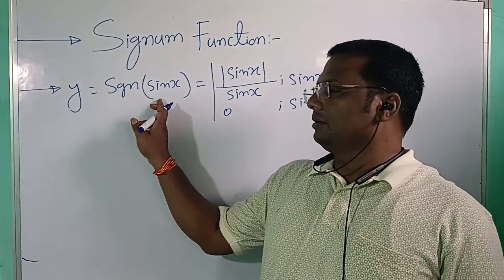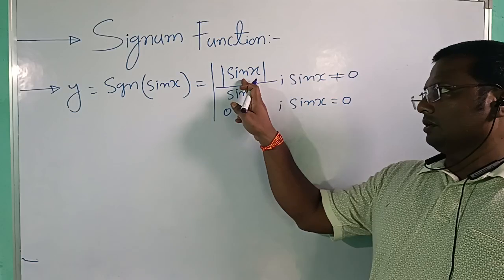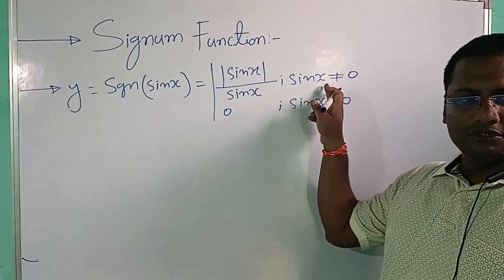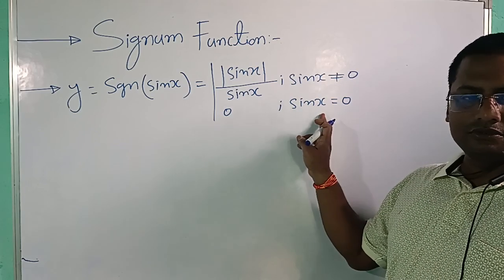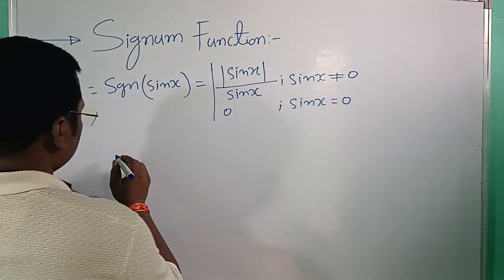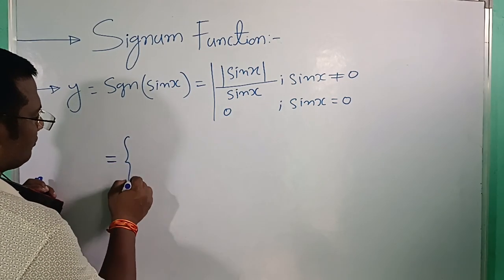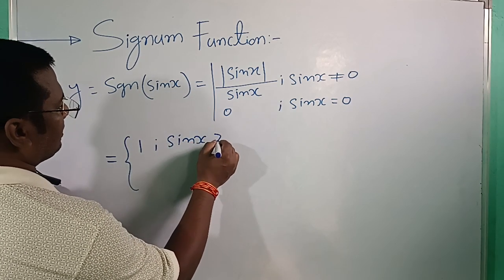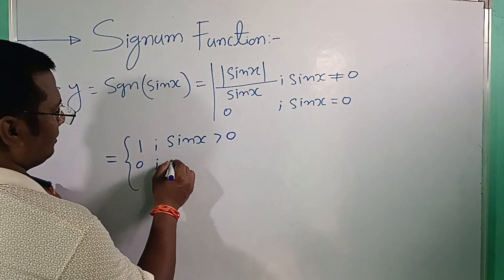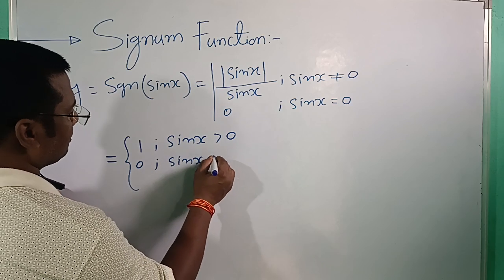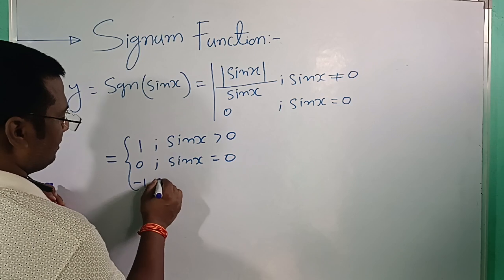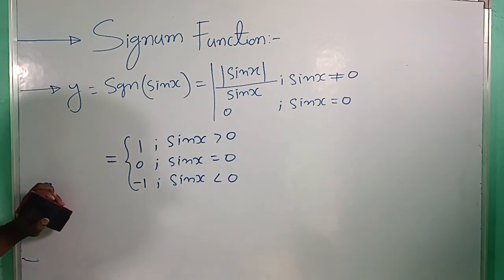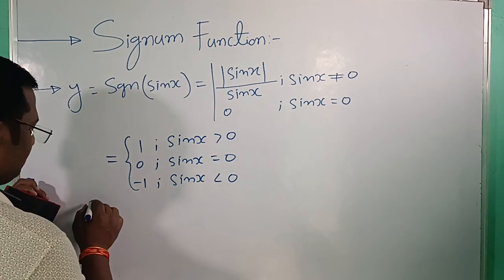Now, signum of sin x means mod of sin x upon sin x if sin x not equal to 0, and this is 0 if sin x equal to 0. So this will be 1 if sin x greater than 0. This will be 0 if sin x equal to 0. This will be minus 1 if sin x less than 0. Clear? Now, its graph.